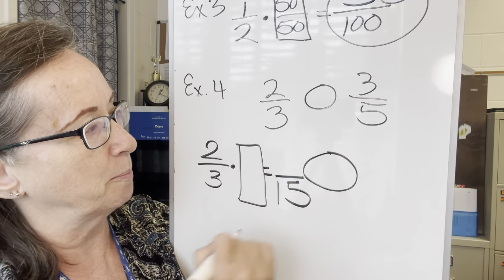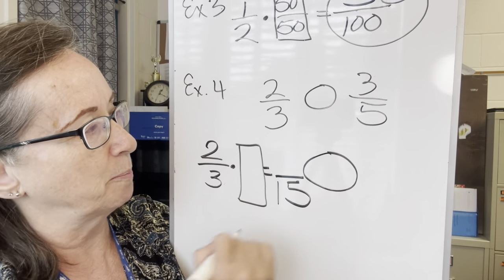3/5 times something is going to give us something over 15. If we can get both denominators to be 15, then we'll be able to compare the numerators to see which sign is going to go in my compare circle. Okay, so 3 times what is 15? The answer is 5. So we're going to write 5 over 5.